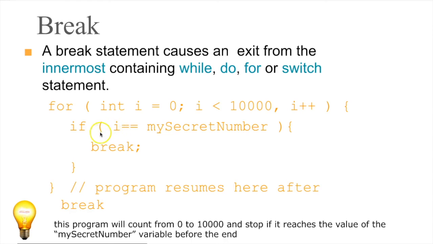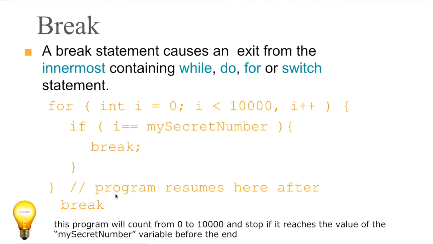So for example, if I find my secret number, I'm counting from 0 to 10,000. If my number is equal to my secret number, I break. In other words, I stop there. I jump out until here. So that's handy in a situation where you want to cover a complete range, but on a certain circumstance or certain thing is true, you want to stop. You would use a break there.